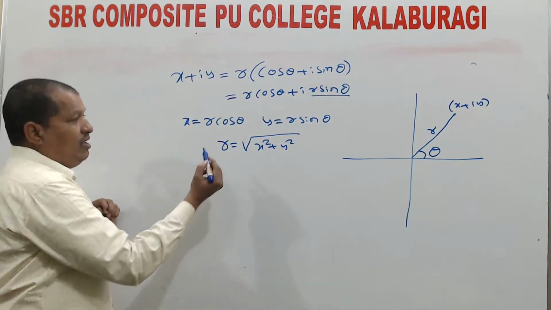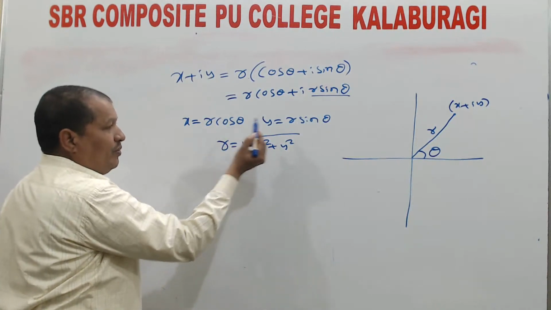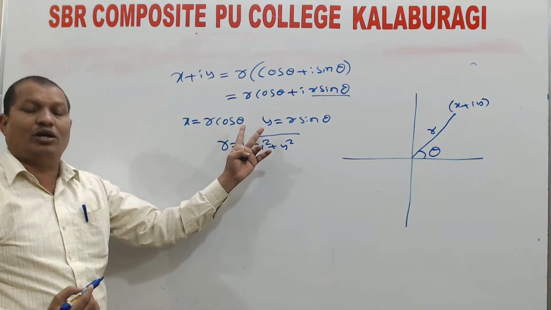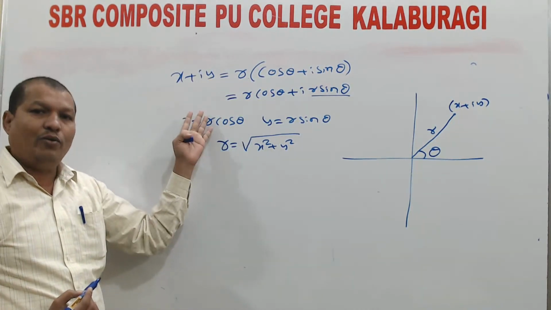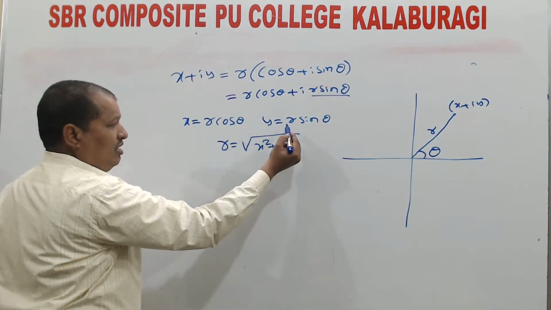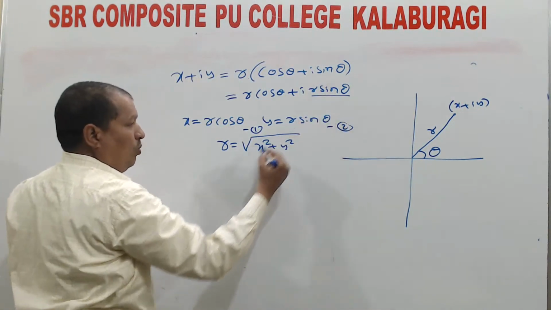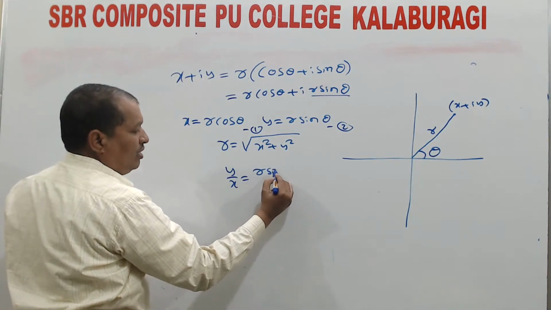See here, the main intention is to find the value of theta. This is one equation, this is another equation. To find the value of theta, you have to solve these. Either substitute equation 1 in 2 or 2 in 1, or divide 1 by 2 or 2 by 1. Dividing 2 by 1, we get y by x equals r sin theta by r cos theta.